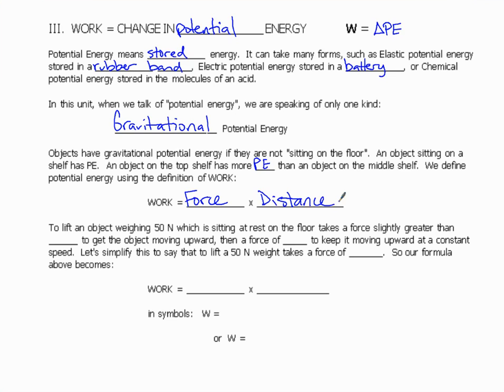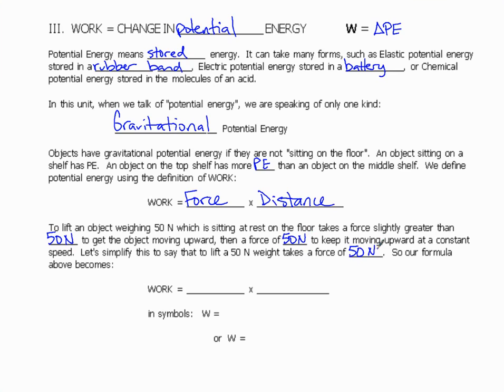To lift an object weighing 50 newtons, which is sitting at rest on the floor, takes a force slightly greater than 50 newtons to get the object moving. Then a force of 50 newtons to keep it moving upward at a constant speed. Let's simplify this to say that to lift a 50 newton weight takes a force of 50 newtons.